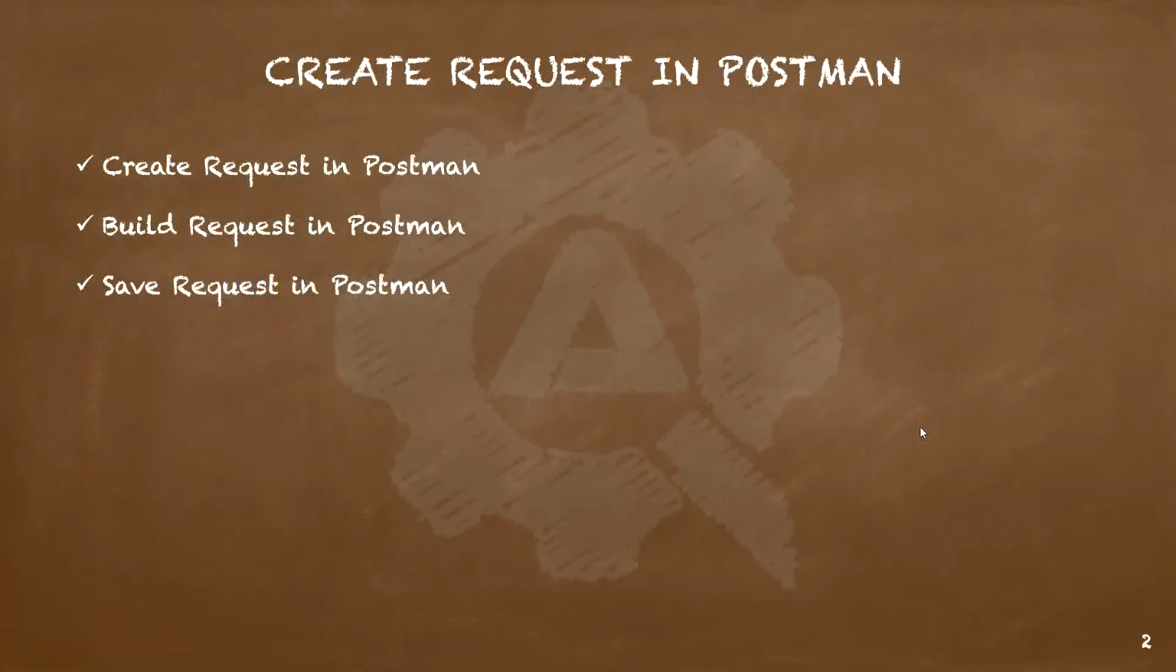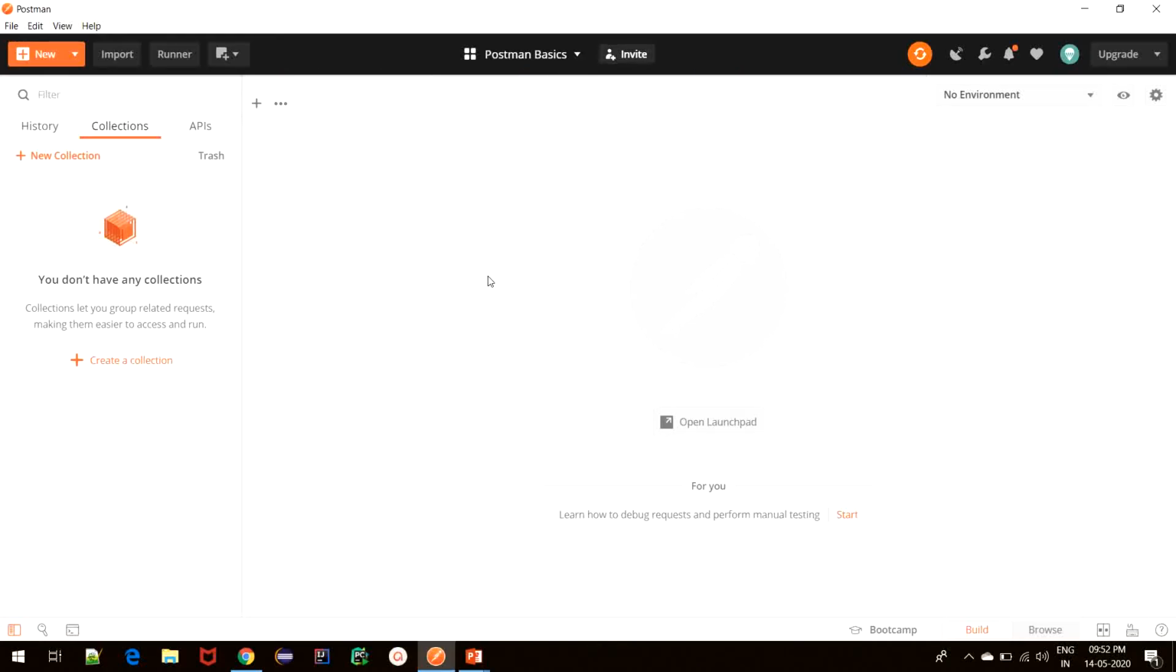Now that we have seen what an HTTP request is, let us move to Postman. In this tutorial, we'll learn how to create a request in Postman, then build it and save the request in Postman. Let's open Postman now. So here we are in Postman. Now there are a number of ways in which we can create requests in Postman. We will visit them one by one.